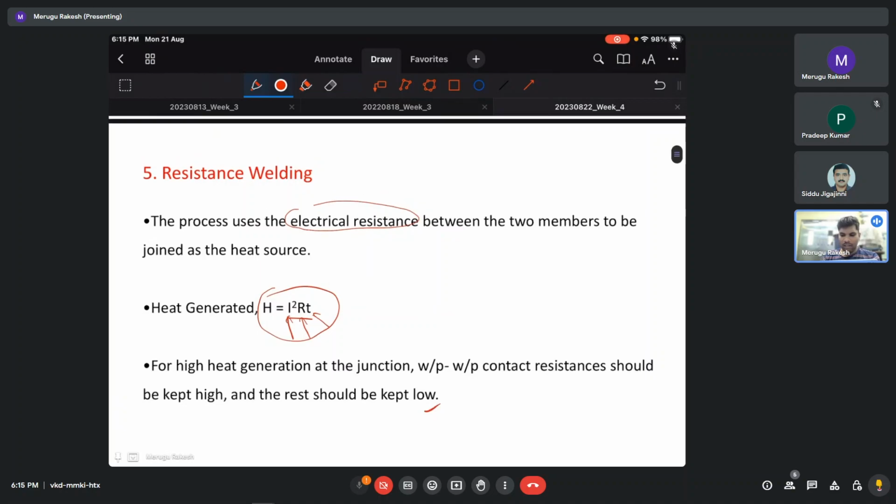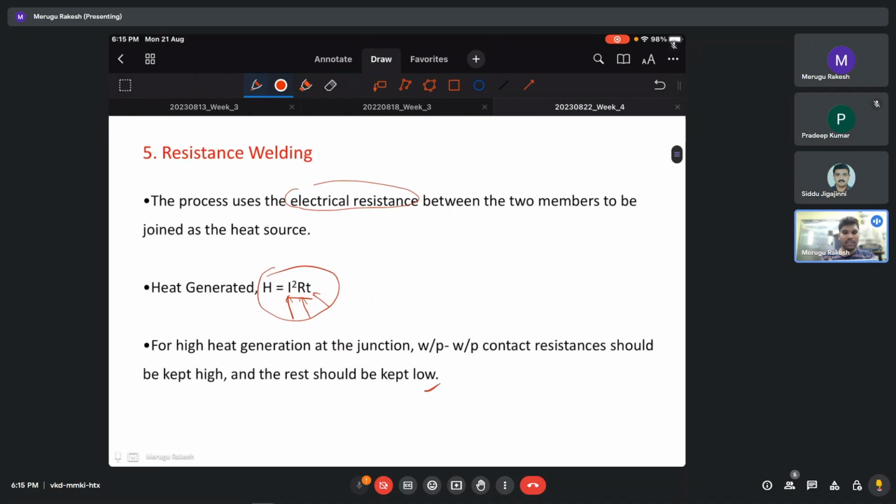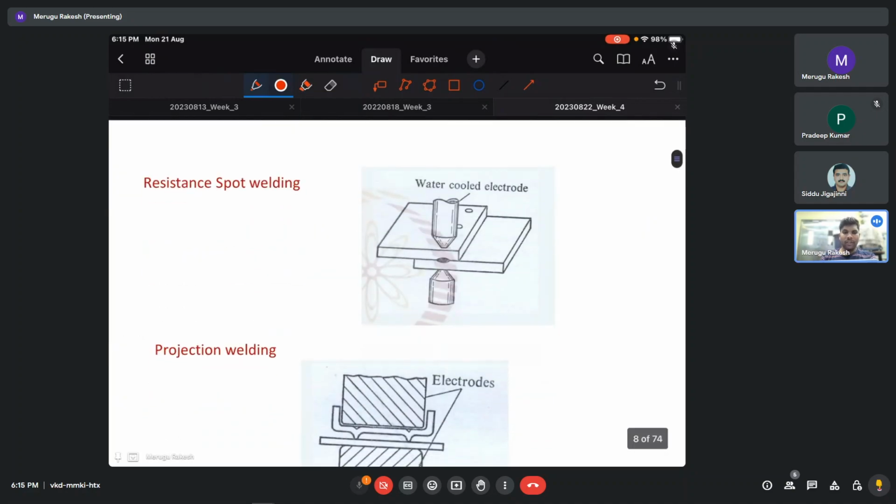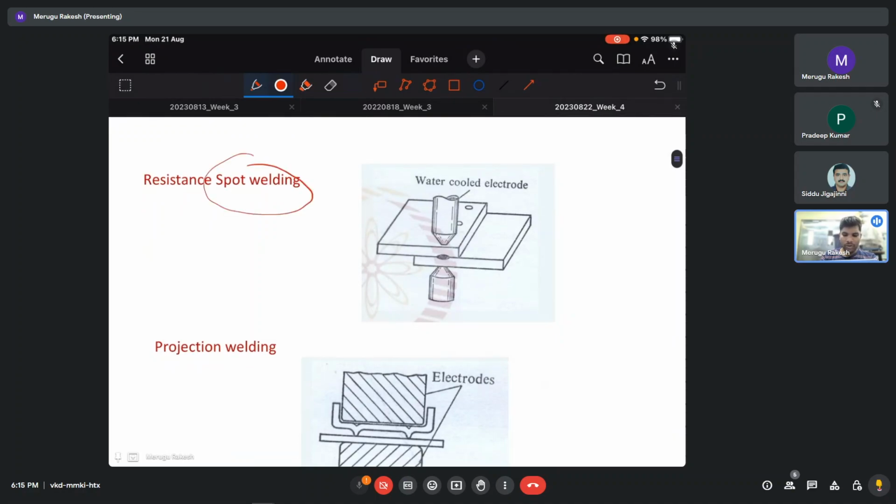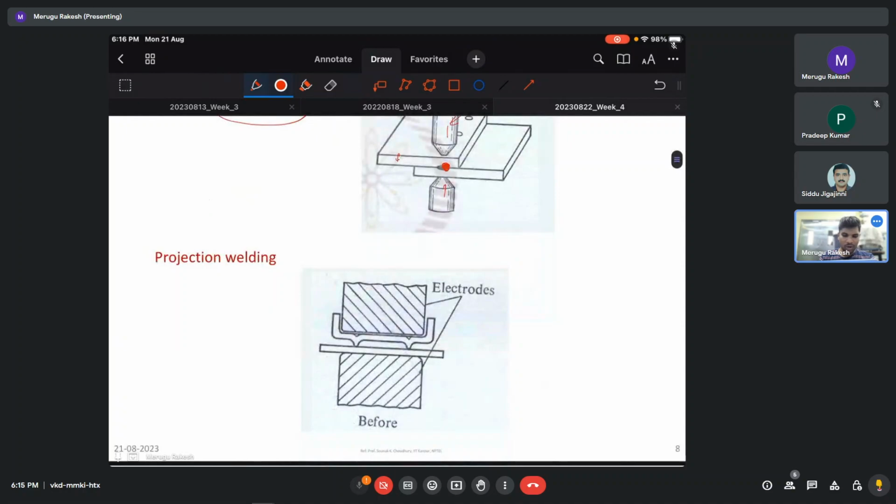We'll discuss this in detail; this is just an introduction. These are the different types of resistance welding. One is spot welding, very common to join two metals. These are water cooled copper electrodes, and these are very thin sheets. When you apply some pressure, at the interface we get the weld joint. Then we have projection welding, similar to spot welding, except we have projections instead of a plain flat surface, and the welding happens at these projections.